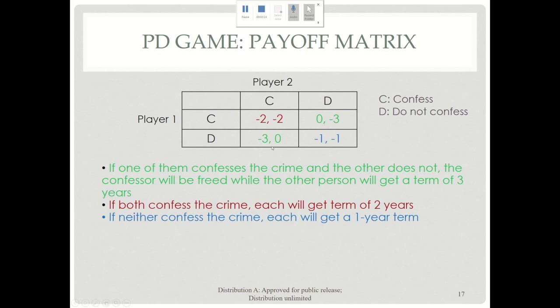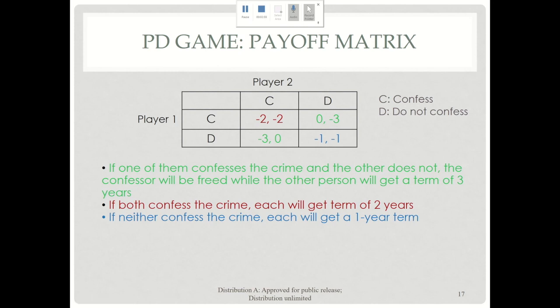Similarly, you can see that when player 1 plays D and player 2 plays C, player 1 gets a term of 3 years and player 2 goes free. For the red font, both of them confess the crime. So player 1 is playing C and player 2 is playing C also, and their utilities are -2 and -2, corresponding to a 2-year term. Finally, when neither confesses the crime, that is, both are playing D and D respectively, the utilities are -1 and -1, corresponding to a 1-year term.